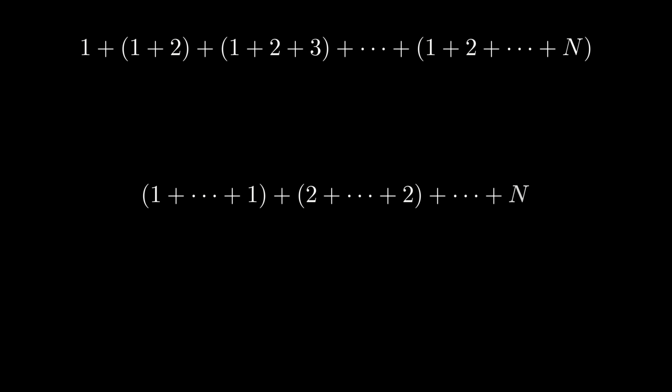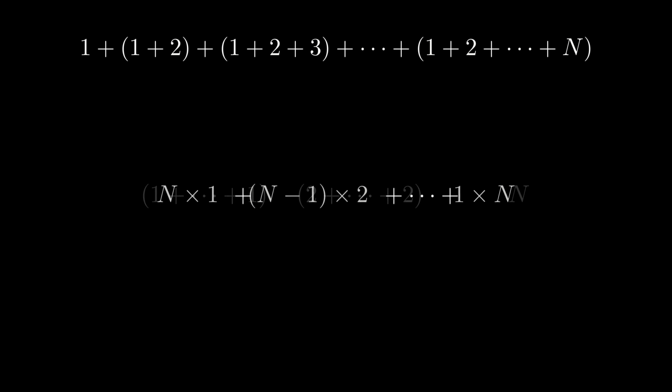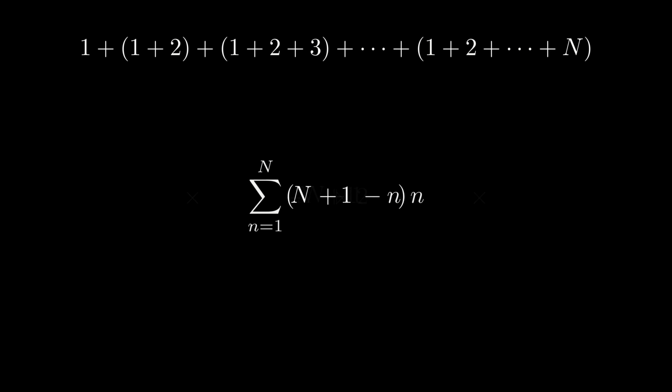plus 1, 2 plus 2 plus 2 plus 2, etc., all the way to the number n that we calculate only one time. This formula can be rewritten as n multiplied by 1, plus (n minus 1) multiplied by 2, plus etc., plus 1 multiplied by n. In other words, this is equal to the sum from small n equal 1 to big N of (big N plus 1 minus small n) multiplied by small n.